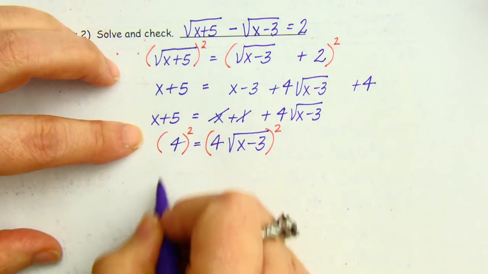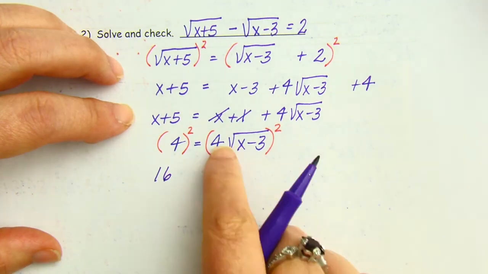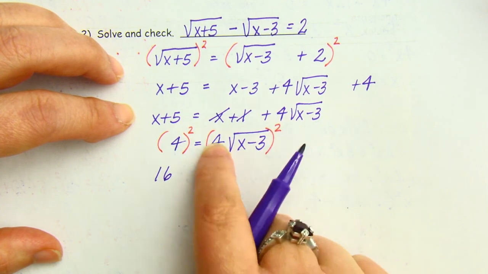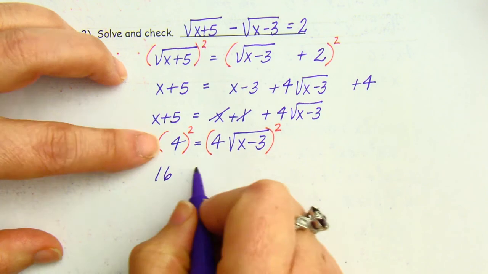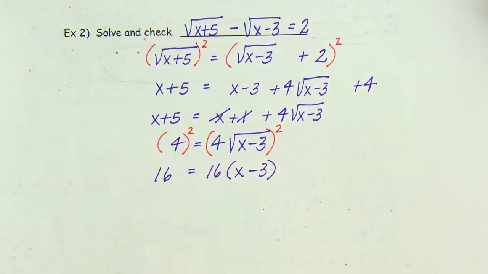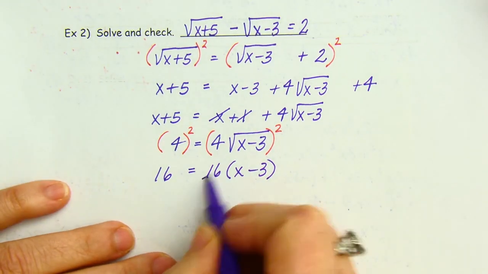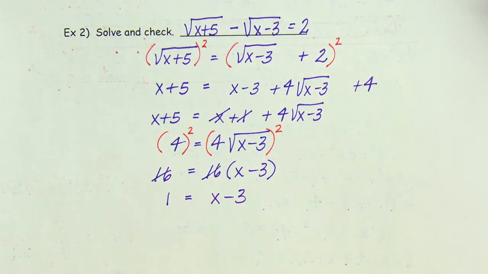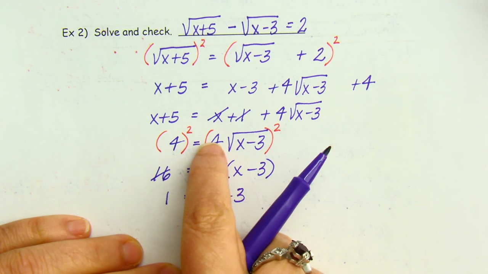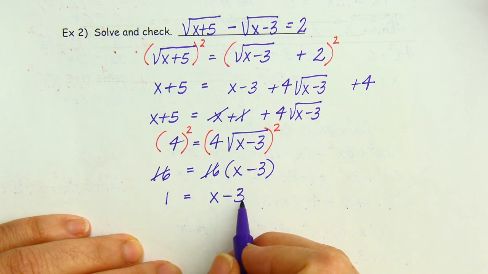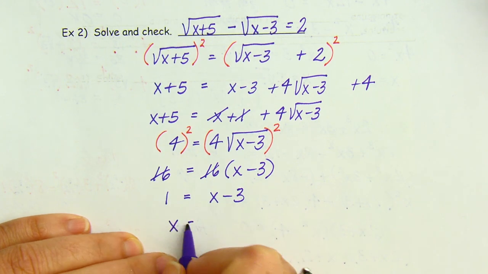All right, 4 squared is 16. Now remember, when you have a product to a power, you have to square this and this. So this is going to equal 16 times the quantity x minus 3. Now you can divide these out, right? And that's going to be 1 equals x minus 3. More often than not, the reason I'm showing it this way is because students forget to square this one. And I don't want you to forget to square that one. Now, when I add the 3 over, I'm going to get x is 4.